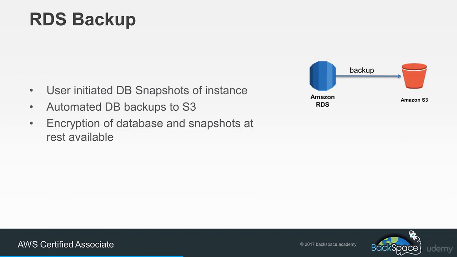So RDS backups, there are a number of options there. The first one is that you can do DB snapshots of your database instance, and that will do the entire instance. They're user initiated, and they'll dump that to Amazon S3. There are also automated backups, and they will back up your database data to S3. There is also an option to encrypt both the database and the snapshots at rest.